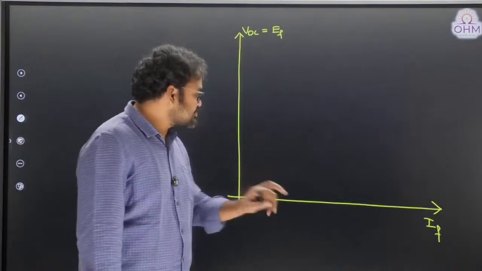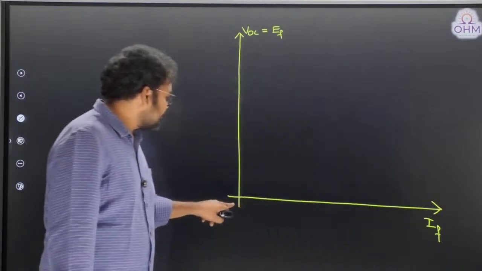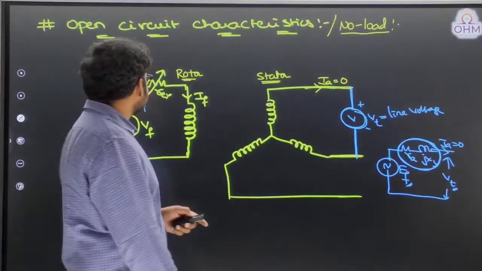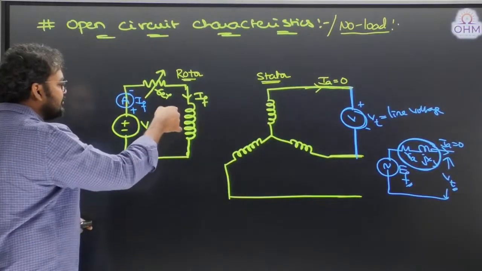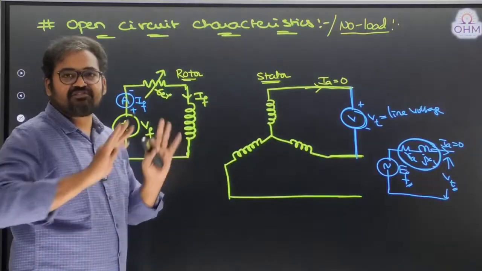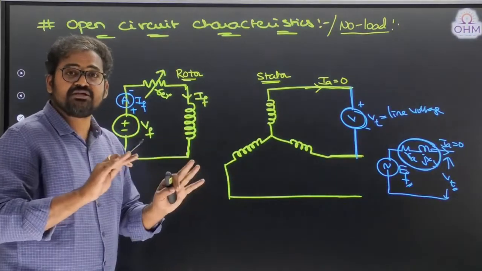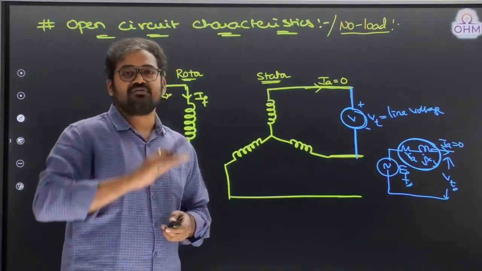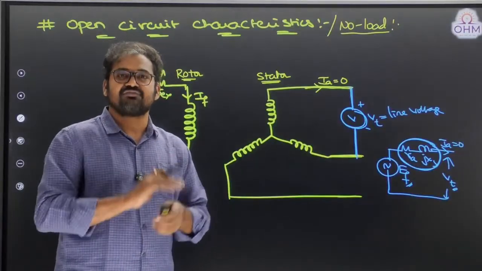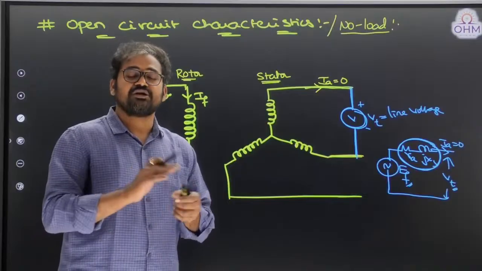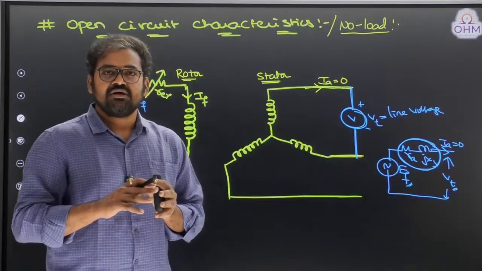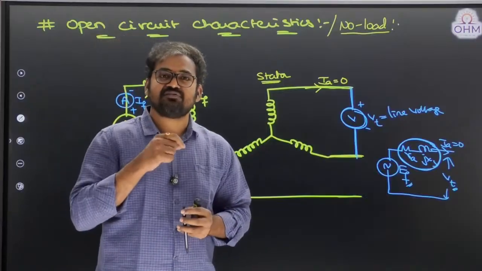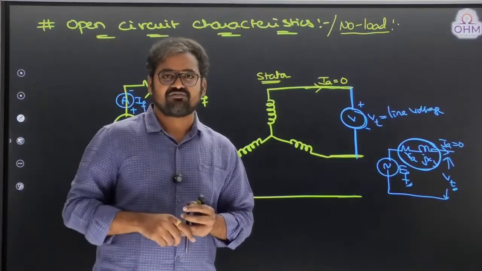First, we will try to make sure that IF is equal to 0. That means the field current is equal to 0. What happens, guys? If a field current is 0, ideally there is no field flux in the machine. But practically, even though field current is 0, a small flux will always be available in the machine, known as residual flux. We know that any ferromagnetic material, even though excitation was not given, always retains a small amount of flux, known as residual flux.